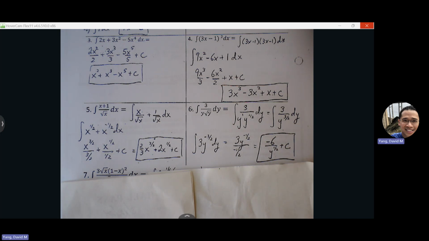So the y's combined, I add exponents. 1 plus 1/2 is 3/2. I need to move it up, so y to the negative 3/2. And I apply power rule for that y to the negative 3/2. Add 1, that becomes y to the negative 1/2 divided by negative 1/2. Dividing by negative 1/2 is the same thing as multiplying by -2. So -6, and I want to resolve my answer, so bring my resulting variable back down to the denominator so I can get a positive exponent to show, and then plus c.